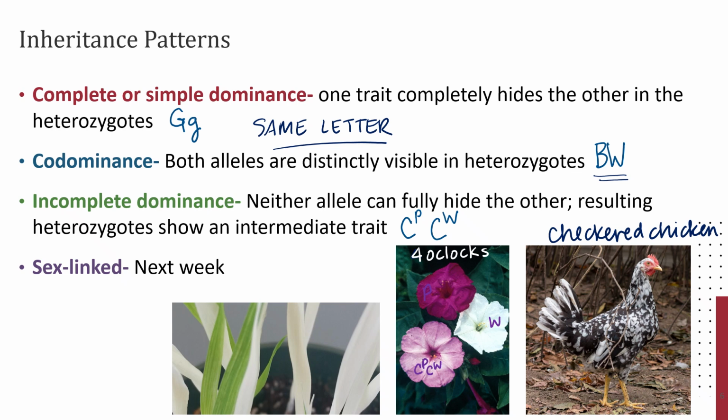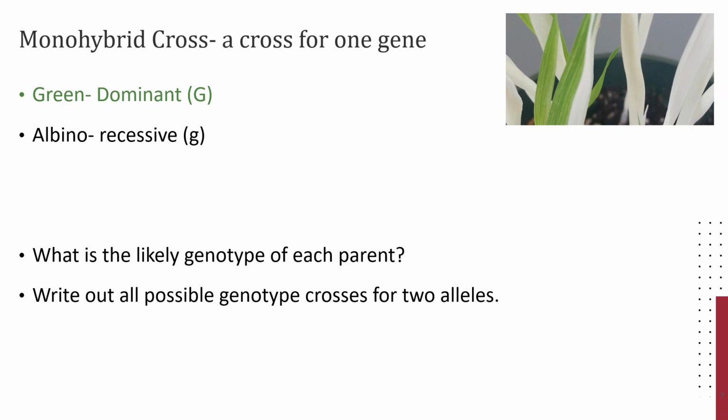Next week, we will also add in sex linkage. We're going to look at two types of crosses today. The first is a monohybrid cross. This is where we are going to look at the interaction of one set of chromosomes, and we're crossing one set of alleles for one gene. So we are going to be looking at the green and albino plant allele.